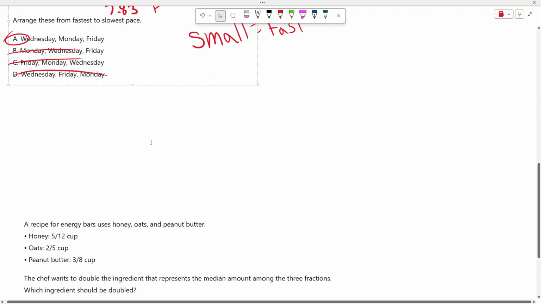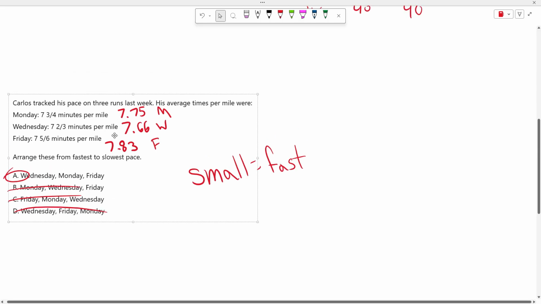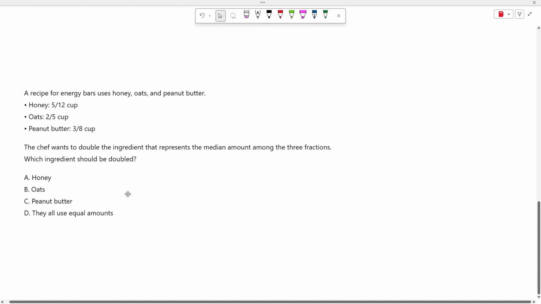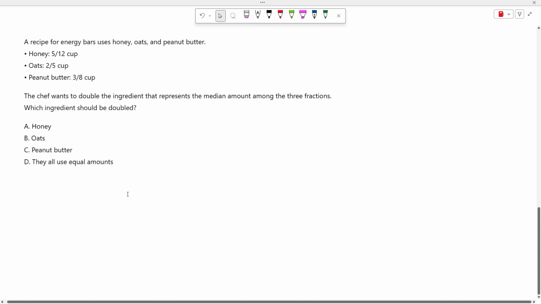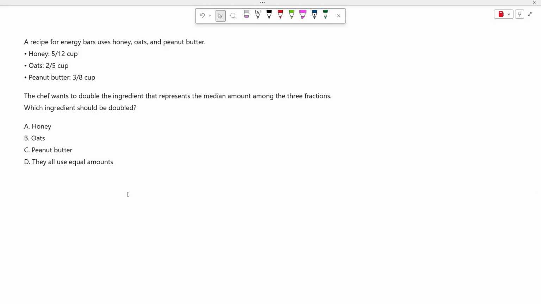On to my last question. And remember, these are ordering fractions, but you have to convert them. You have to work with mixed numbers. You have to work with improper fractions. It's not just ordering fractions. It's twisted up. And I just want you to feel comfortable looking at these problems. This last one throws in a little bit of a twist, but it's still the same concept. It's ordering fractions and then some statistics thrown into it.